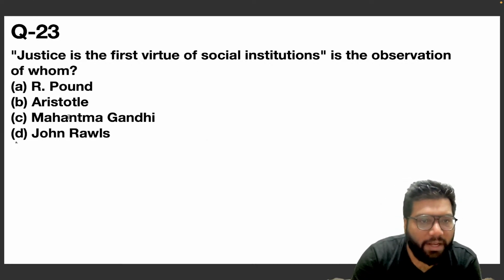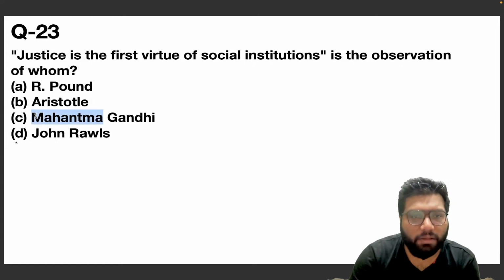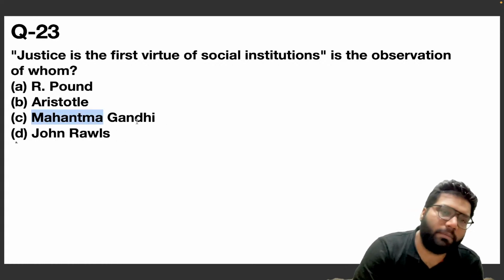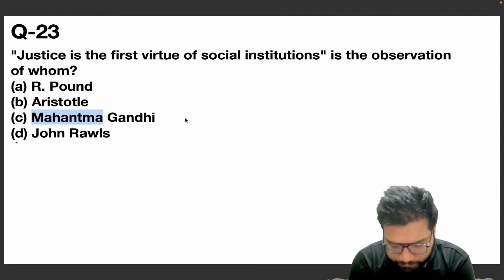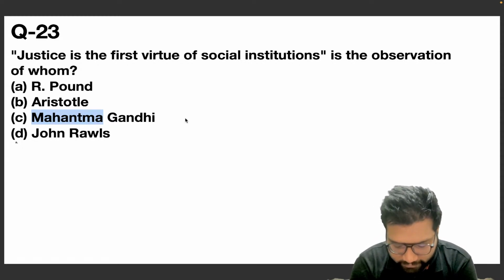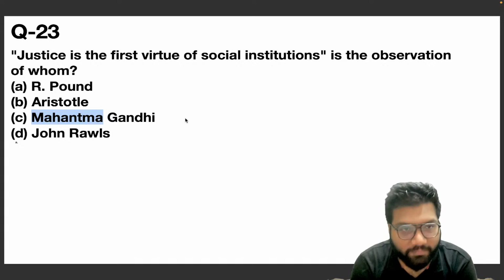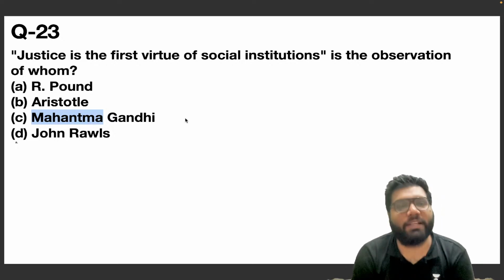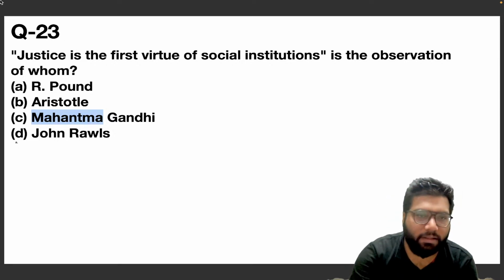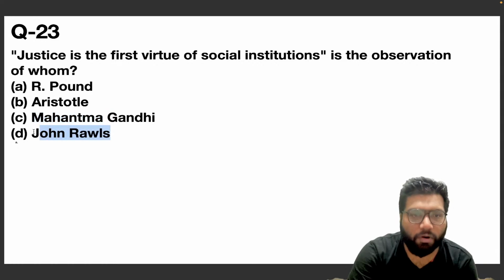Okay, I guess there is a spelling mistake. This is Mahatma Gandhi. Okay, it's like there's an error. Okay, it's Mahatma Gandhi ji. And students, the correct answer is D. John Rawls is the correct answer. Okay.